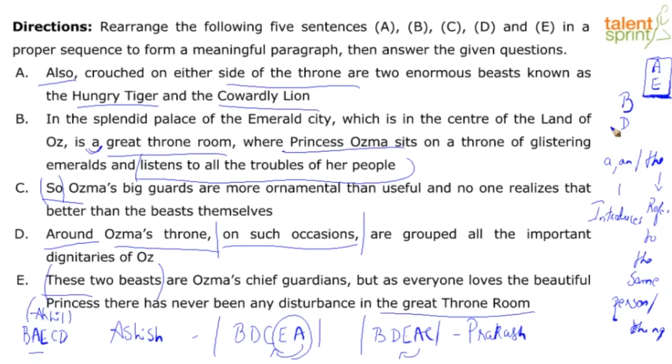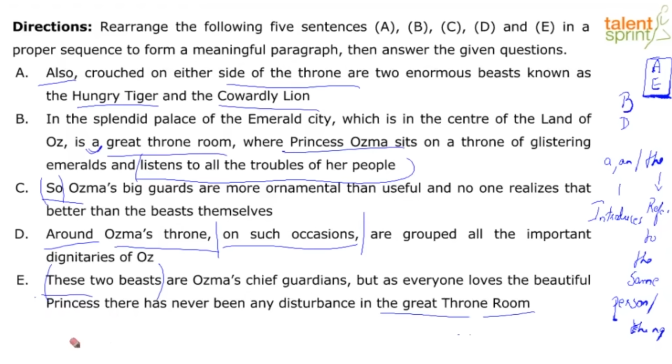That is the sequence. So, let's put down the right sequence quickly. B, topic sentence. D, because I have the phrase "on such occasions," making reference to the occasions when Princess Ozma is listening to all the troubles of her people. And that's what happens on such occasions. All these important dignitaries are assembled there. B, D. Also, so again we are referring to the throne. What's happening around the throne? Also crouched on either side. B, D, A, E. And the remaining is C.